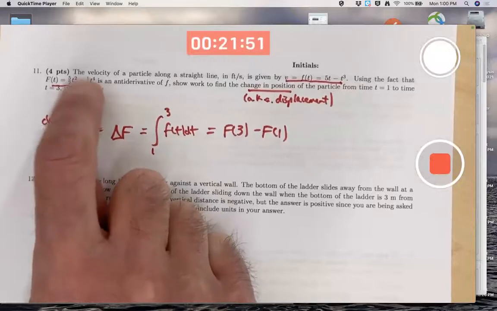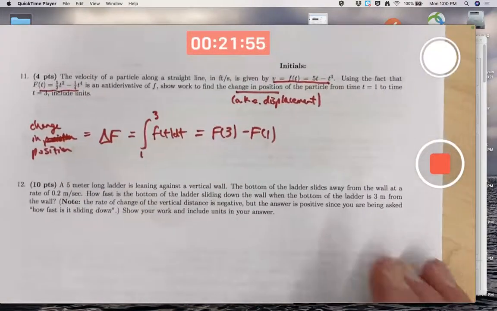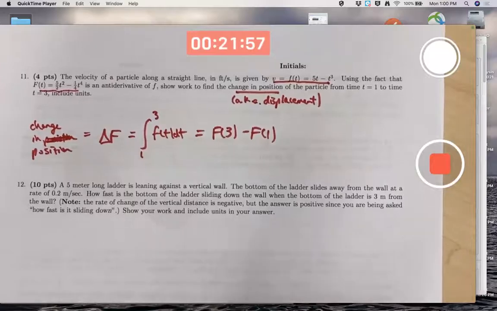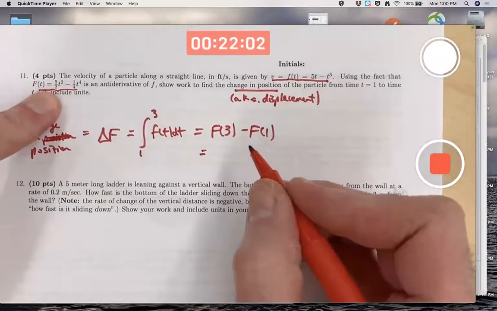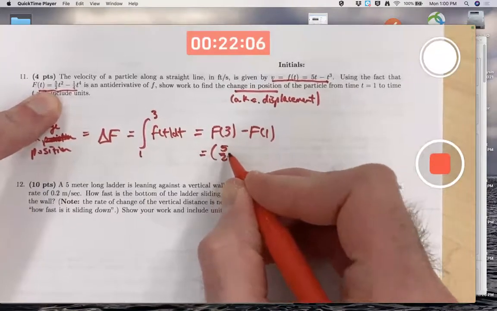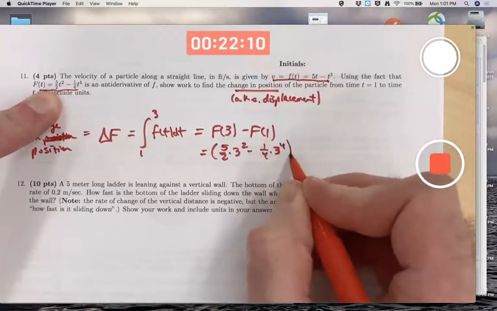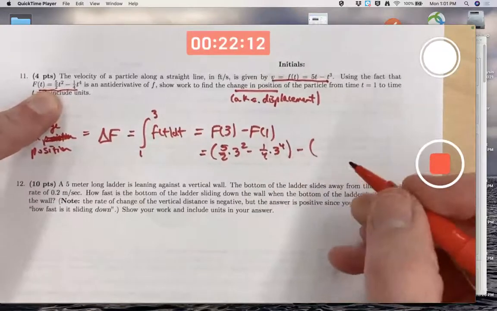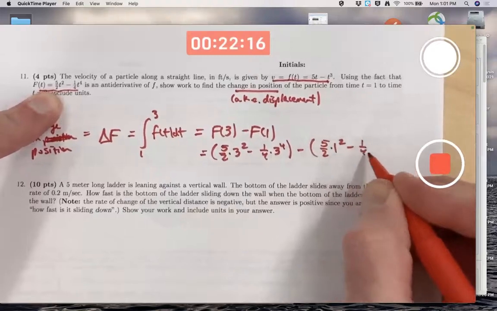So I gave them the antiderivative, but technically I didn't have to. They should have been able to find it as well. Anyway, now you just plug the numbers in. So plug in t equals 3 first to get 5 halves times 3 squared minus 1/4 times 3 to the 4th minus, in parentheses, what you get when you plug in 1. 5 halves times 1 squared minus 1/4 times 1 to the 4th.